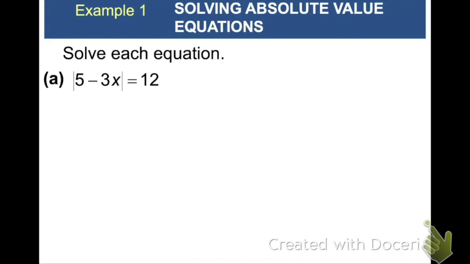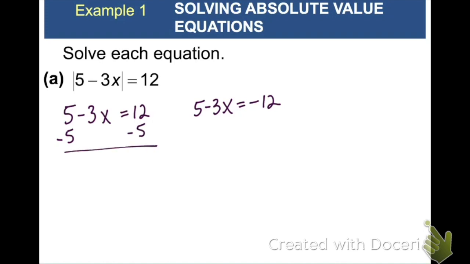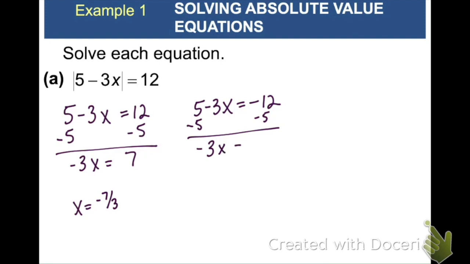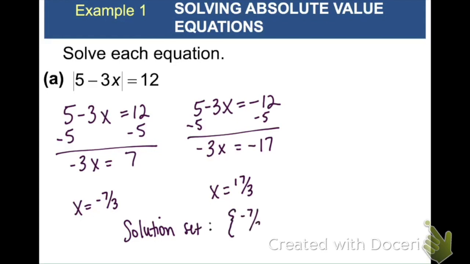So we've got the inside of the absolute value, which is 5 minus 3x. We set that equal to 12. And then we also set 5 minus 3x equal to negative 12. Because whatever's in the absolute value could be a positive or a negative. So here we go. We're going to solve both of these. And then we get our final solution set as just the two numbers, negative 7/3 and 17/3.